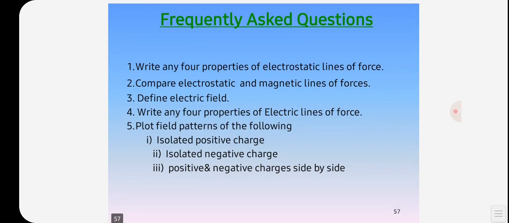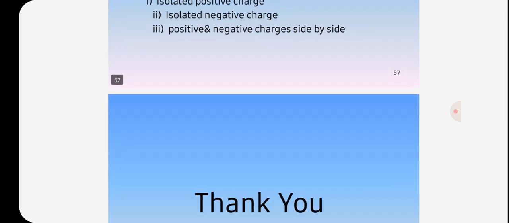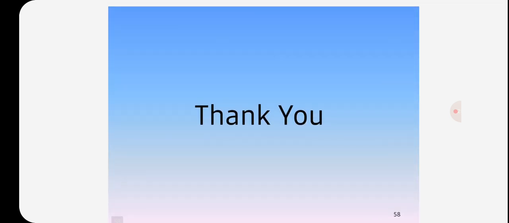So this is today's topic, field patterns and frequently asked questions. Write any four properties of electrostatic lines of force. Compare electrostatic and magnetic lines of force. Define electric field. Write any four properties of electric lines of force. Plot field patterns of the following: isolated positive charge, isolated negative charge, and positive and negative charges side by side. So these are today's topics.